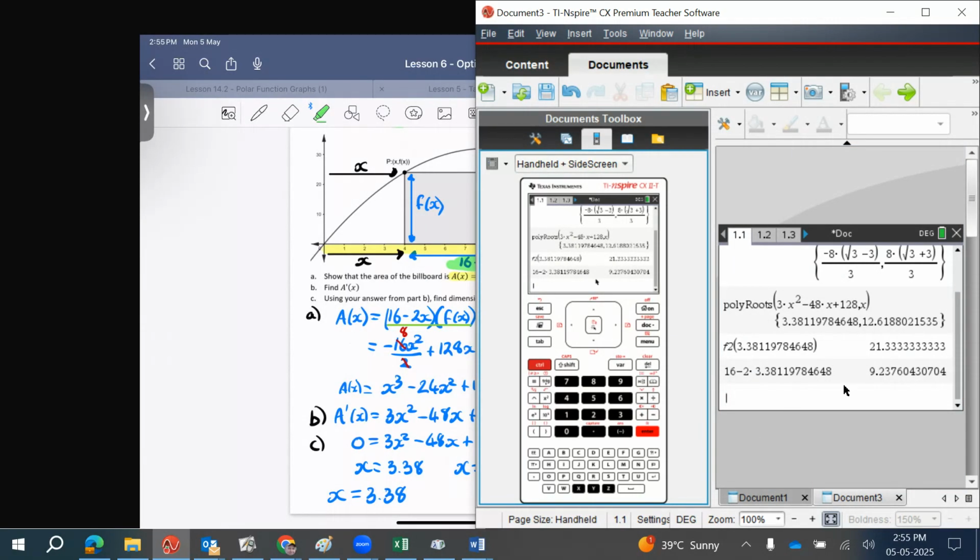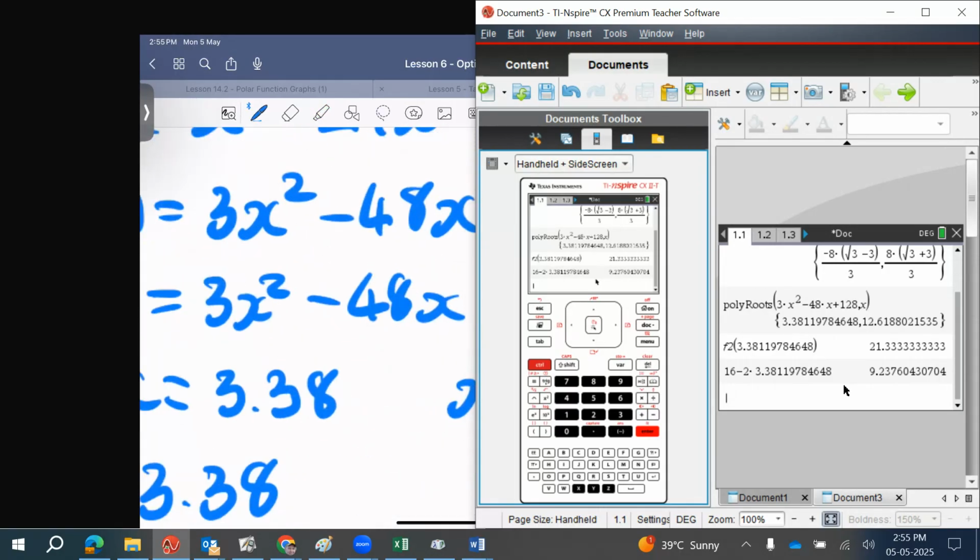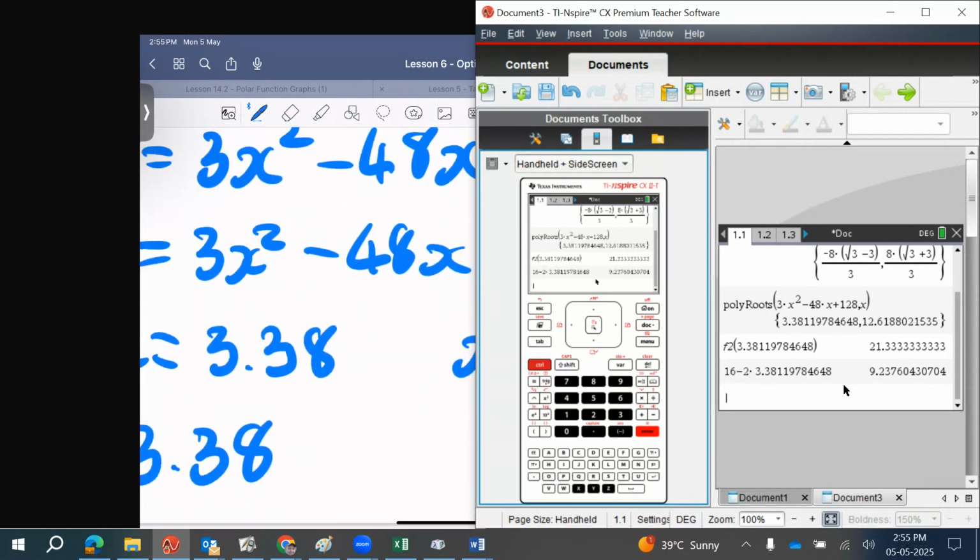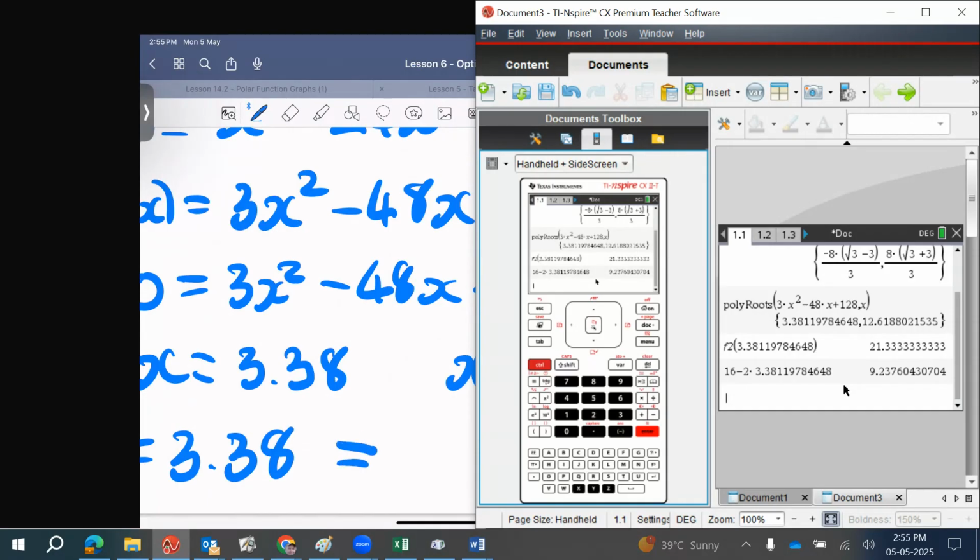So this one isn't asking for the area, it isn't asking for the x coordinate, it wants the dimensions of the rectangle, which are going to be, so I'll just put a D for dimensions, 9.24 multiplied by 21.3.